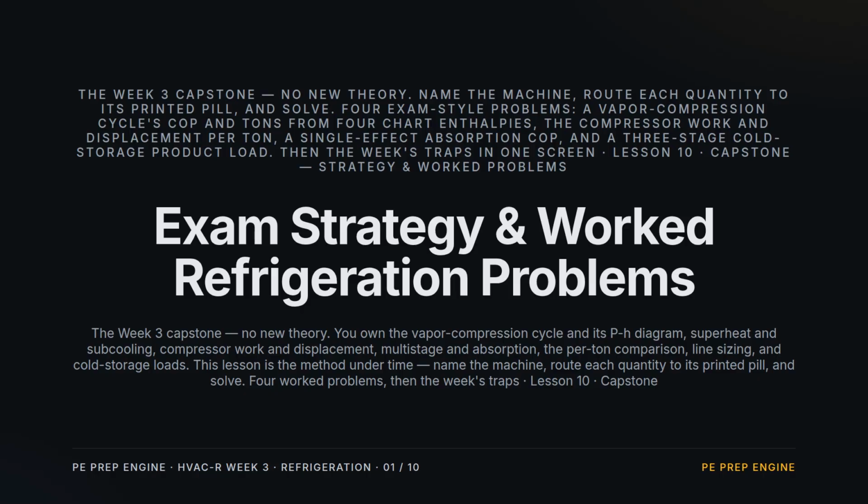We'll work 4 problems: a cycle's COP and tonnage from 4 chart enthalpies, the compressor work and displacement per ton, a single-effect absorption COP, and a 3-stage cold storage load. Then lock in the week's traps.